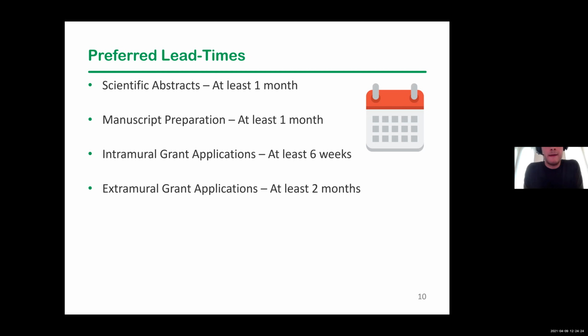So with that said, what are the preferred lead times? Like, when should you come to us? I've harped a lot on coming to us early. What is early?